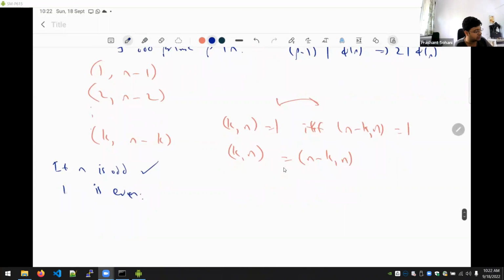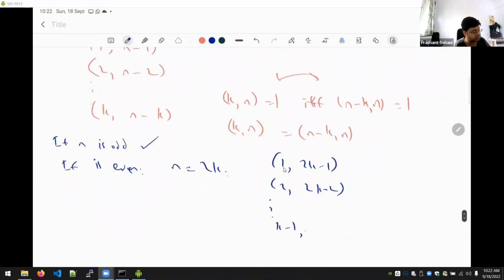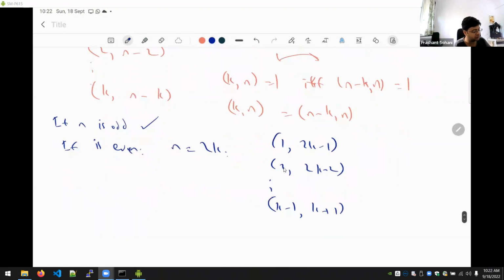So if n is even, let's say n is equal to 2k. Then the pairs will go like 1 comma 2k minus 1, 2 comma 2k minus 2, etc. The last pair will be k minus 1 comma k plus 1, and then there will be just k left over. In this entire set of numbers, there are exactly pi of n numbers which are co-prime to n, and we have said that they always occur in pairs. So therefore, pi n will be even.